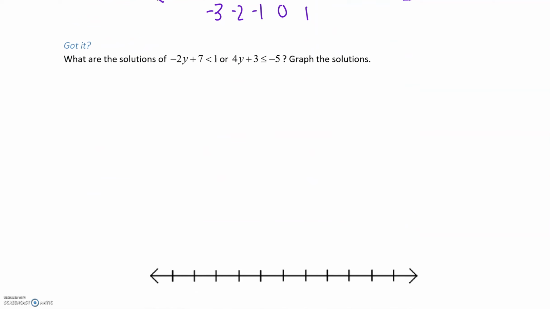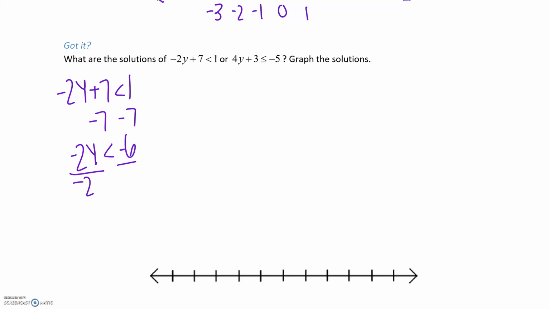Okay, if we come down here, we have negative 2y plus 7 is less than 1, so we subtract 7 from both sides. That gives us negative 2y is less than negative 6. We go ahead and divide by that negative 2. That automatically switches the sign. We have y is greater than 3.